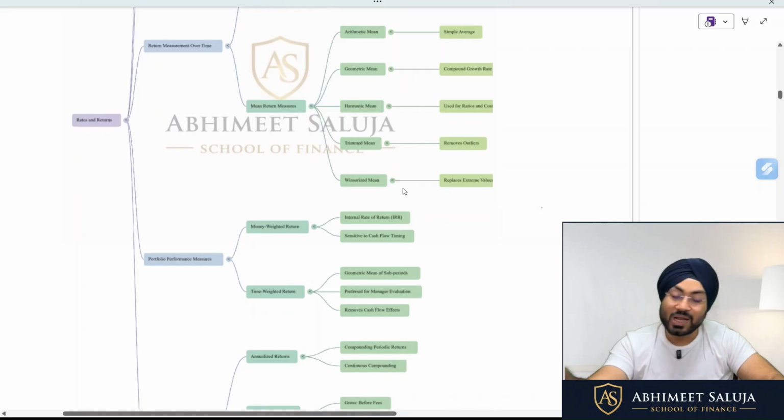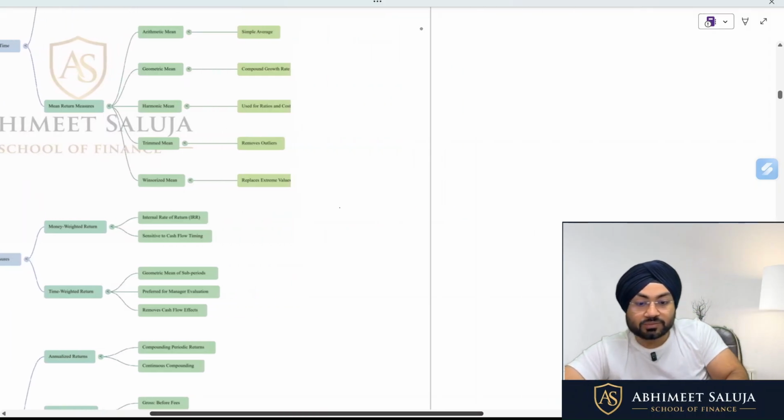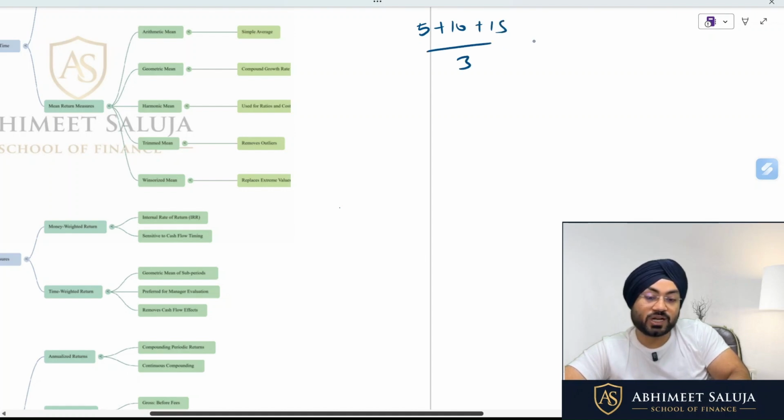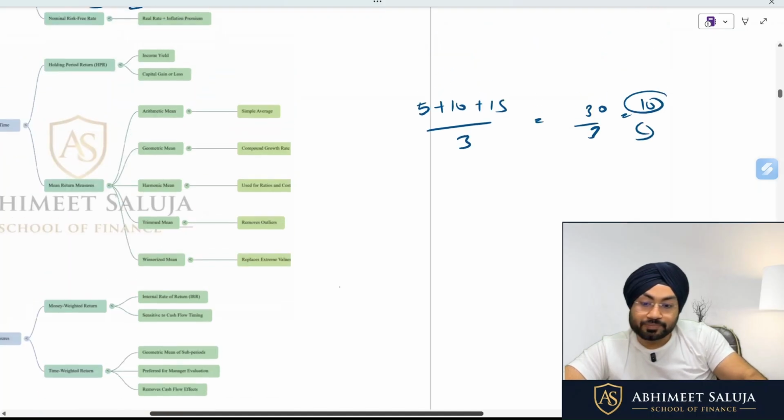Arithmetic mean is simple, an average, nothing complicated. Everyone has learned it in school. 5 plus 10 plus 15, divided by 3. This is your data set. 15 plus 15 is 30, divided by 3 is 10. This is your simple average. This is called arithmetic mean.